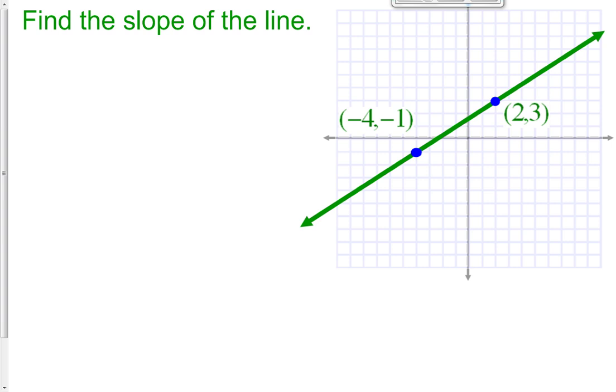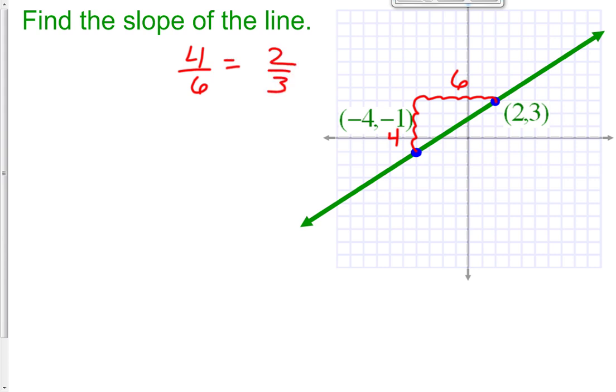When it's on a graph, it really is quite simple. You could just count, going from one point to the next, by saying it's rise over run. So it's a rise of 1, 2, 3, 4, and a run of 1, 2, 3, 4, 5, 6. So it's a rise of 4 and a run of 6.